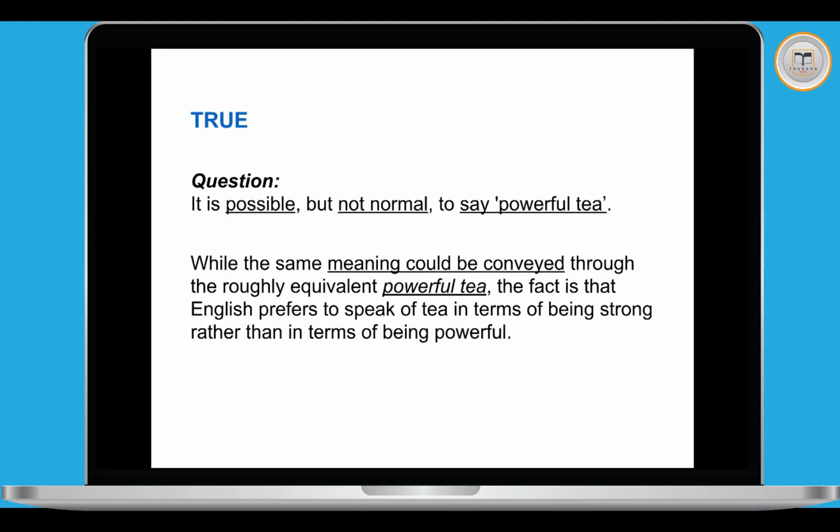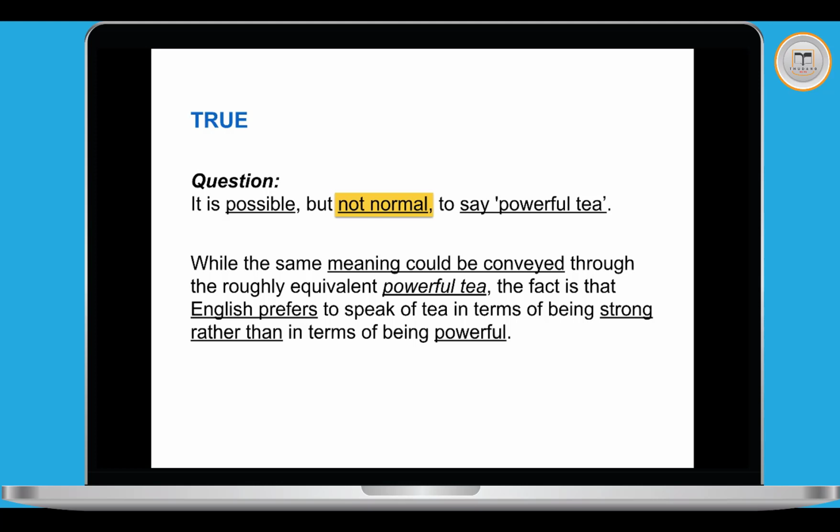Well, if the meaning could be conveyed by saying powerful tea, that does mean it's possible. Could be means possible, and convey a meaning can mean the same as say. So yes, it is possible to say powerful tea, but is it normal? Let's keep reading. After powerful tea, the fact is that English prefers to speak of tea in terms of being strong rather than in terms of being powerful. So English prefers strong rather than powerful. That means it's not really normal to say powerful tea. It's much more normal to say strong tea.